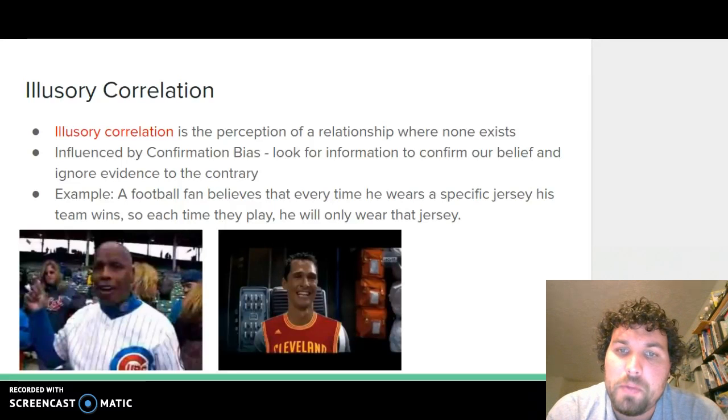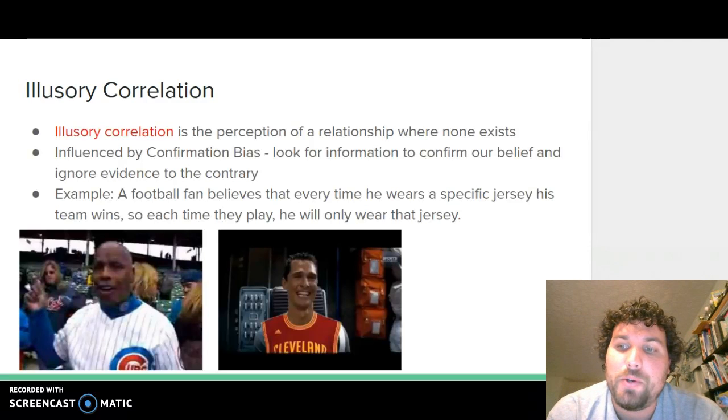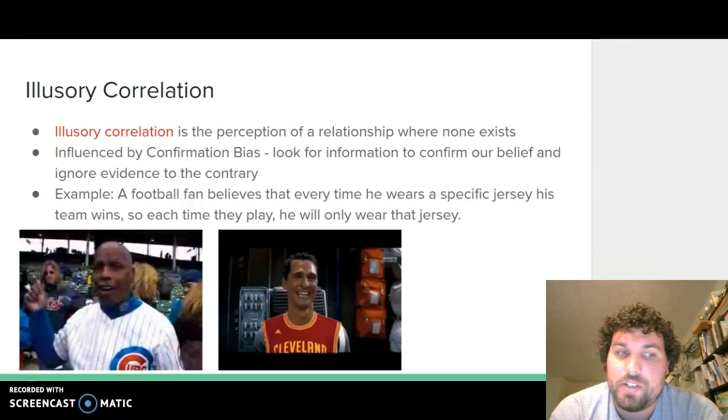So for example, a football fan believes that every time he wears a specific jersey his team wins, and so each time they play, he'll only wear that jersey. And you see this a lot, especially in baseball and other sports. Athletes are creatures of habit, so they will wear the same socks, or the same uniform, or eat the same meal, thinking that it's going to have some impact. And while you may have a relationship between those two things happening, there is no evidence to support that if you eat fried chicken you're going to get a game-winning hit in that game, or go 3 for 4, or make 9 3-pointers in a game. So it is an illusory correlation, or perceiving a relationship where it does not exist.